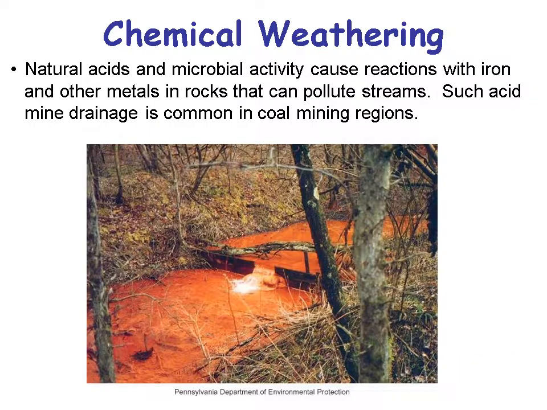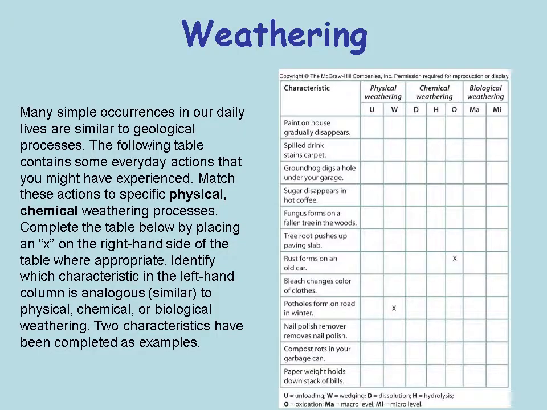Acids and microbial activity can cause reactions with iron and other metals and rocks that can pollute streams. Acid mine drainage is real common in coal mining regions, and that's unfortunately real common in eastern Ohio and in Pennsylvania and eastern Kentucky. These coal mining areas have a lot of problems with acid mine drainage.